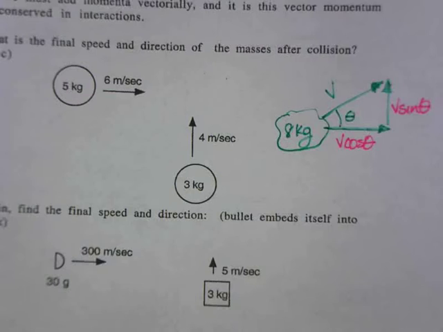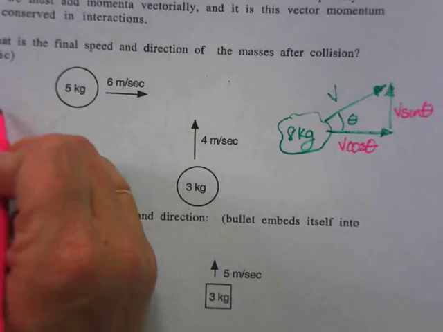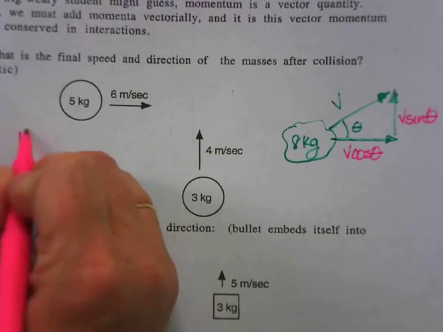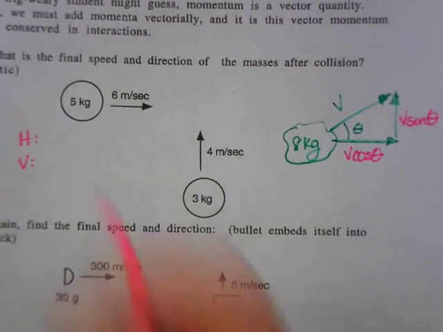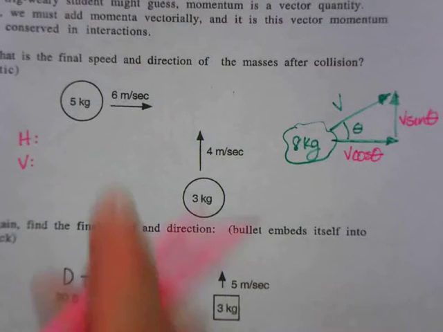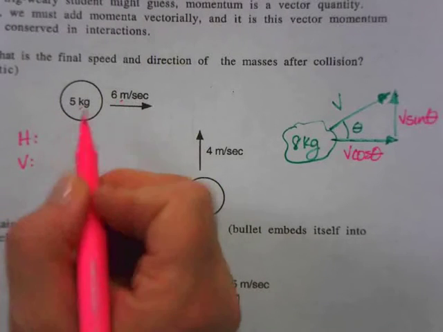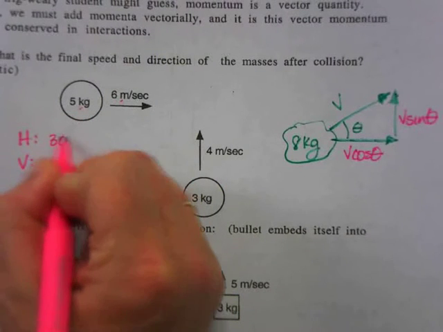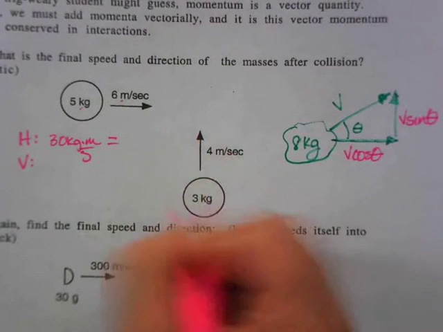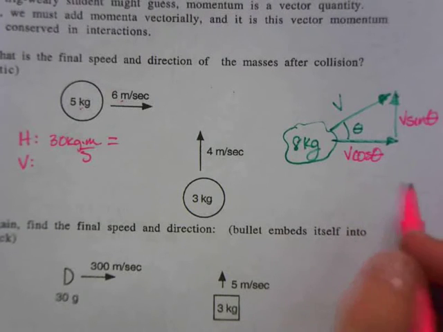So we can write a horizontal and vertical equation, similar to what we do with the more complicated problems. Don't have to do it this way, but I'm going to show you, and then I'll show you an easier, quicker way to do it. So horizontal momentum is 5 times 6 before the collision, or 30 kilogram meter per second. That's it. There's no horizontal momentum there. I could do plus 0, but you're going to just trust me.